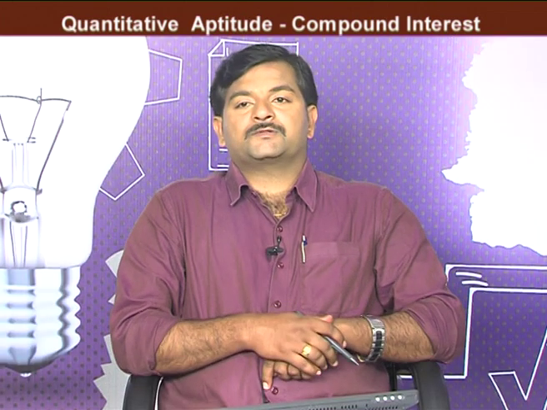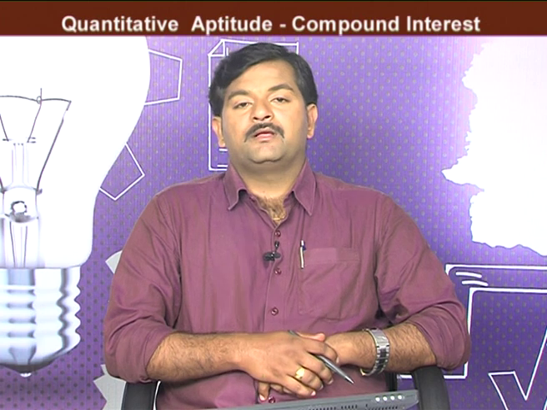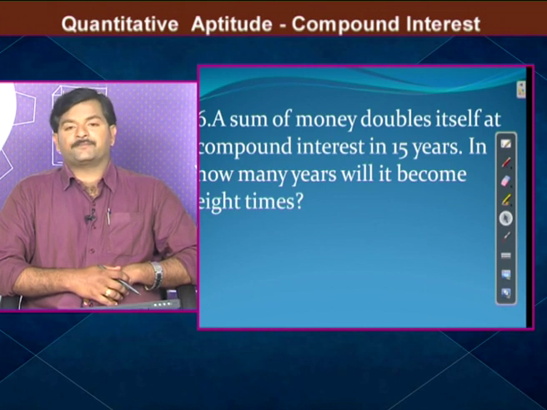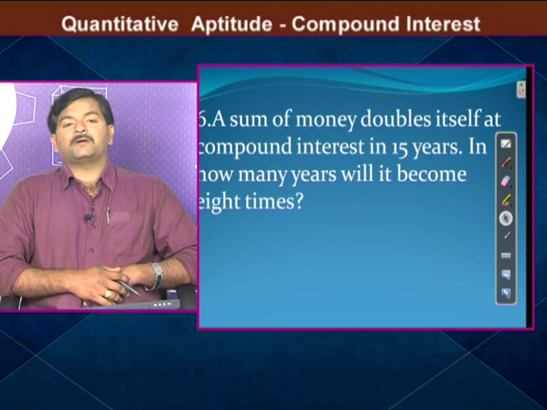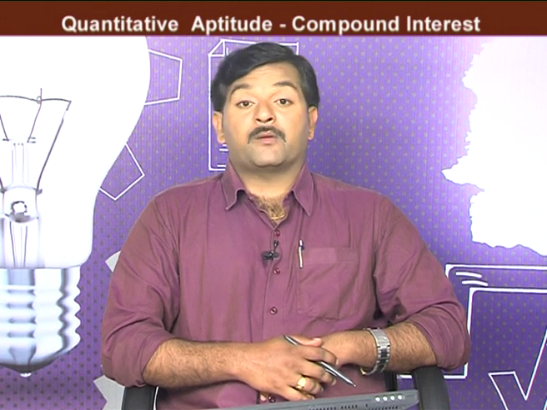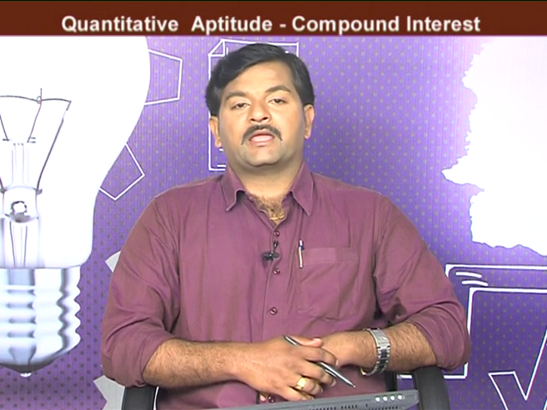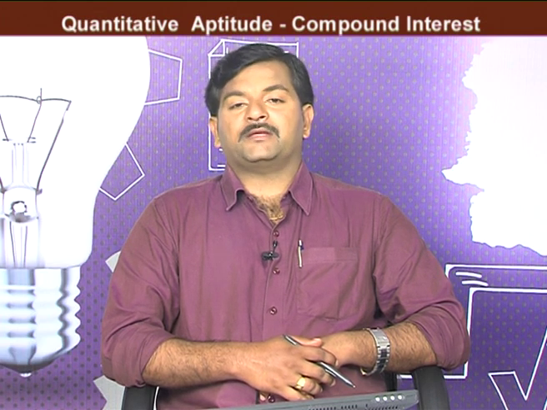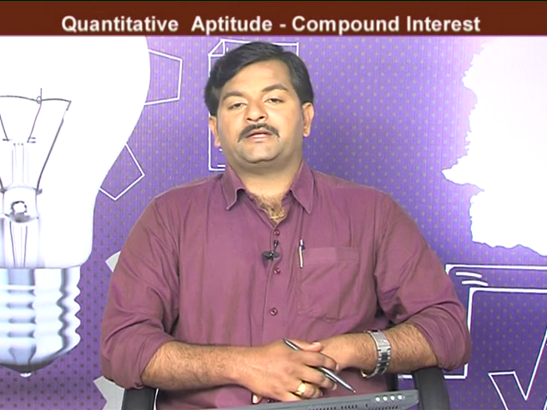Here is the 6th question. What is the question? A sum of money doubles itself at compound interest in 15 years. In how many years will it become 8 times? I repeat the question once again. A sum of money doubles itself at compound interest in 15 years. In how many years will it be 8 times?